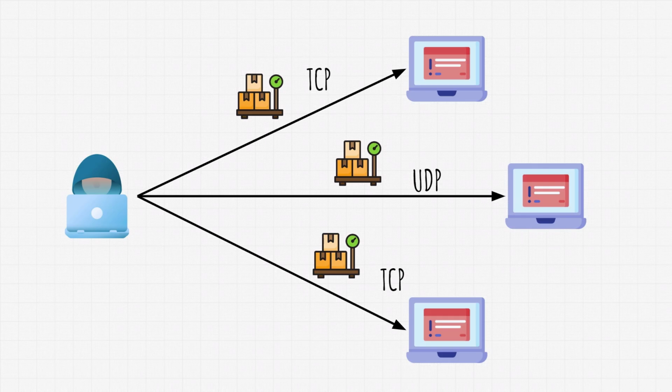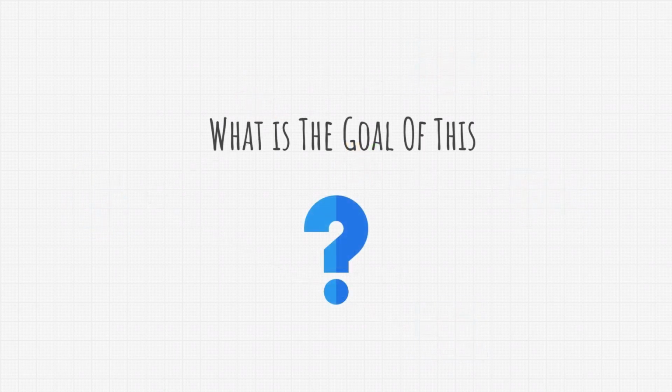TCP and UDP are just protocols that are used for sending bits of data, also known as packets. We will discuss them in a little more detail in the next video. For now, just think of them as different communication protocols that will allow us to get information from our target. I keep talking about information and scanning without actually explaining what I mean by scanning and getting information. What are the goals of this? What are we looking for exactly?